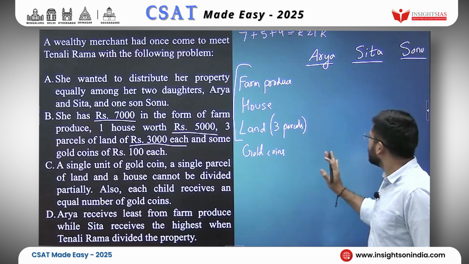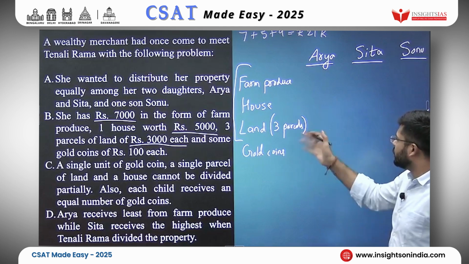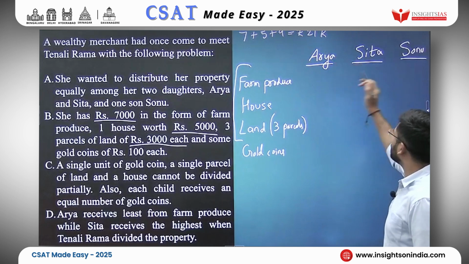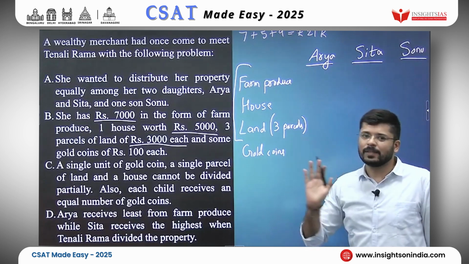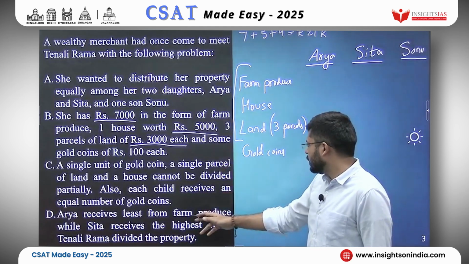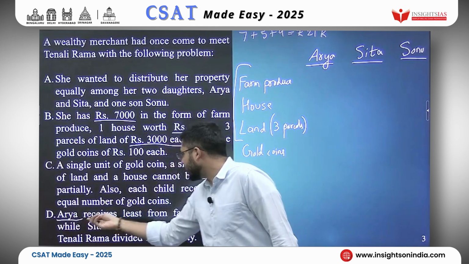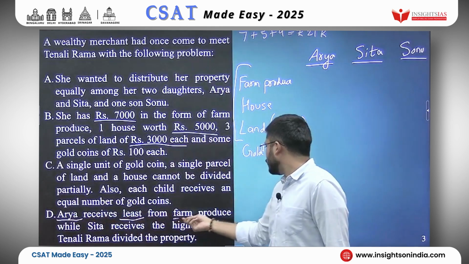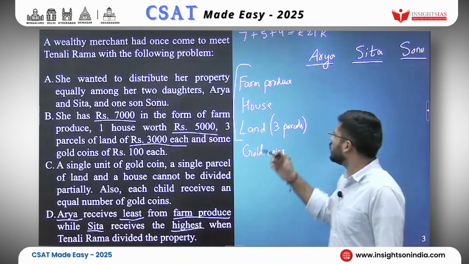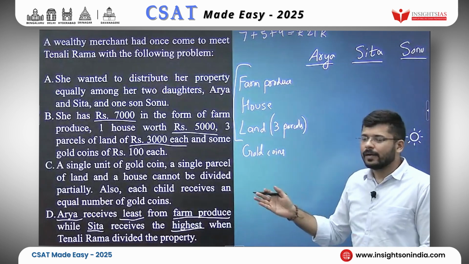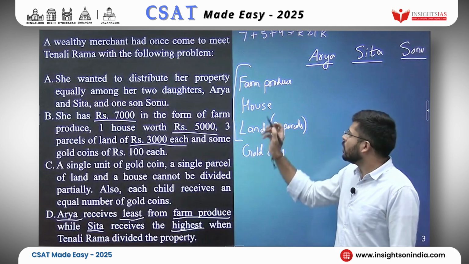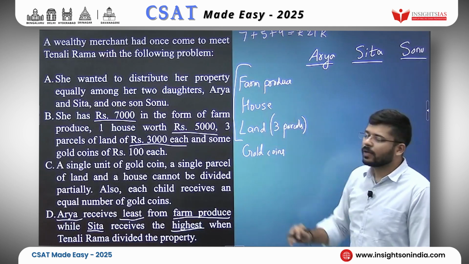Okay. Now we understood the logic behind distributing these 3, and the total worth is 21,000. So 21 by 3, each child would be receiving 7,000. Then what else? Then she says that Arya receives least in the form of farm produce while Sita receives highest. Okay. And also farm produce can be divided. However, the house cannot be divided and one piece of land cannot be divided. So the only property that can be divided would be farm produce.